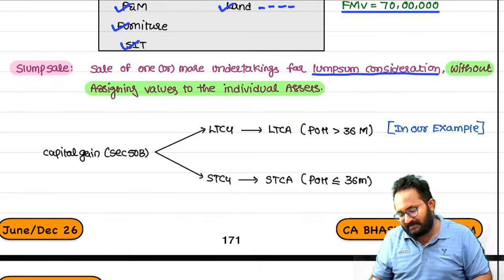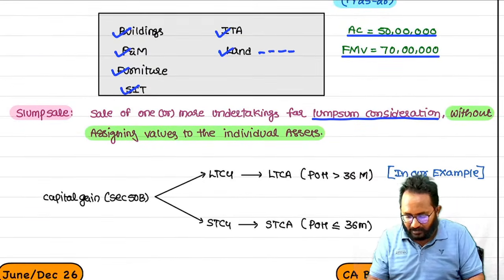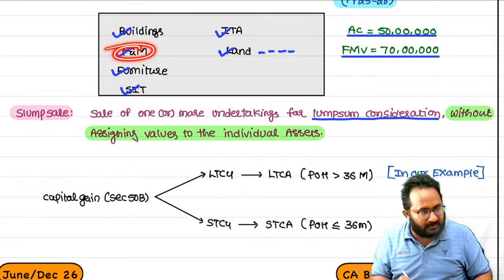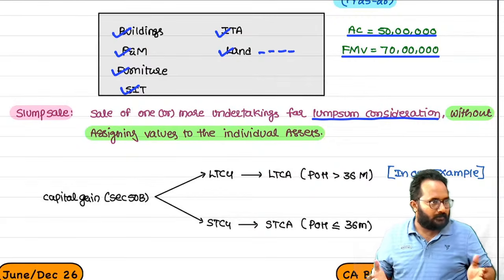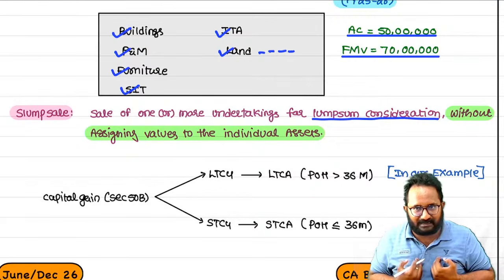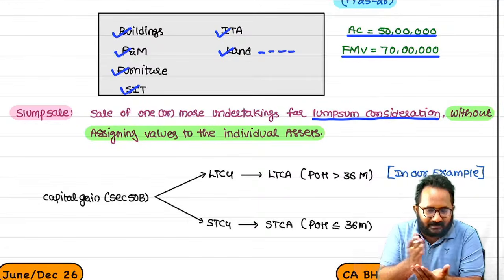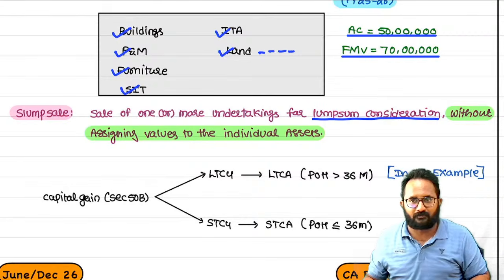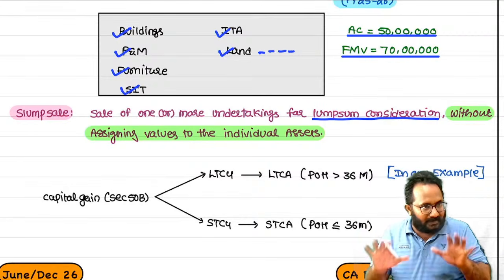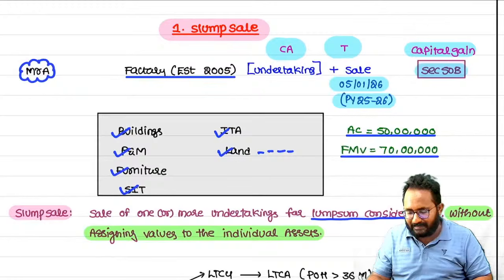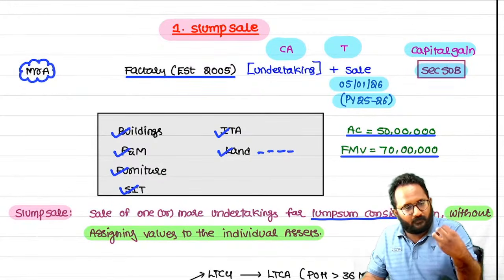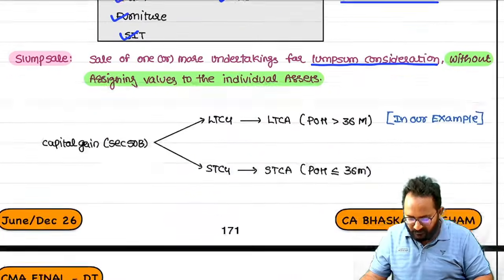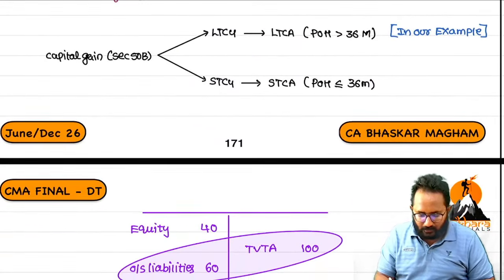Sir, if you ask the consideration, I can say 50 lakh. If you ask how much I received for building, how much for plant and machinery, can I segregate? No. As a lump sum, bulk consideration I am receiving; I don't know how much I received for each and every individual asset. This type of sale is called slum sale. If slum sale is done, we have to calculate capital gain separately under section 50B. Understood?